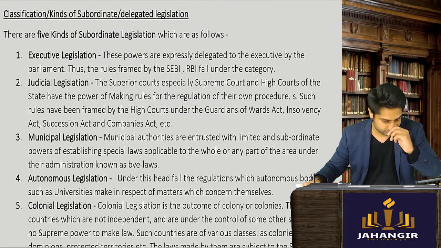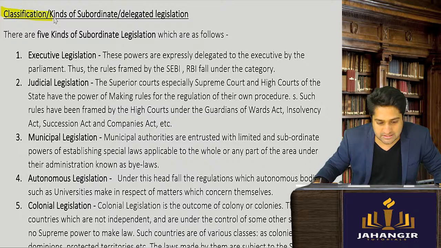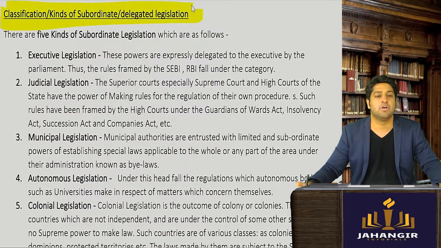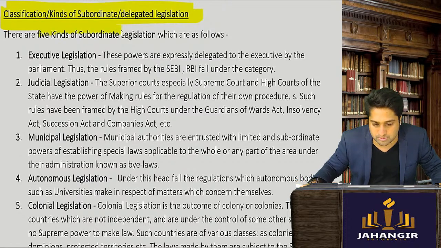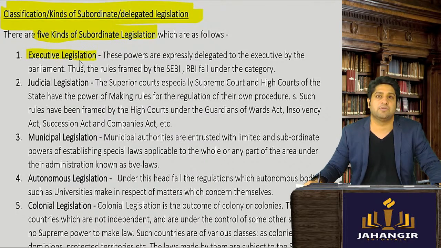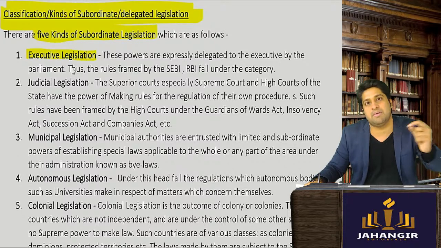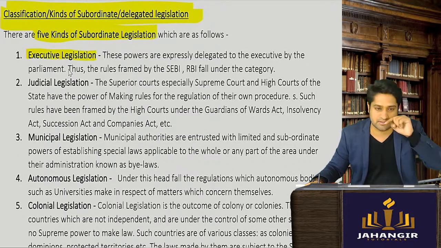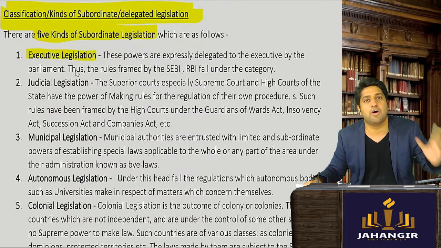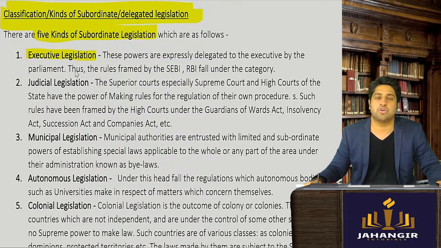Next, if we see the classification, the kinds of subordinate delegation. There are 5 kinds of subordinate delegation, very simple. First is executive legislation. When the executive makes the law, it is called executive legislation. For example, who is the executive of the security market? Who regulates the security markets?